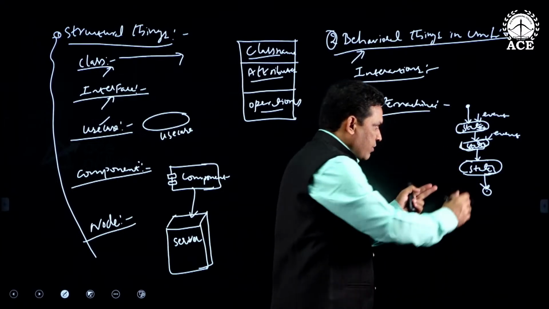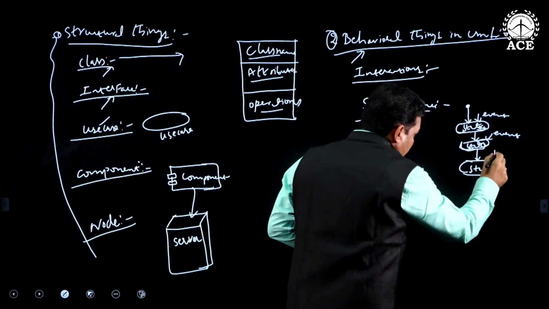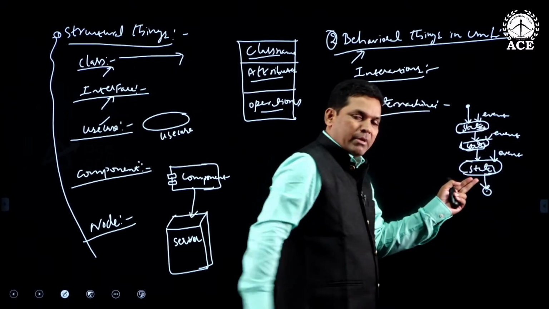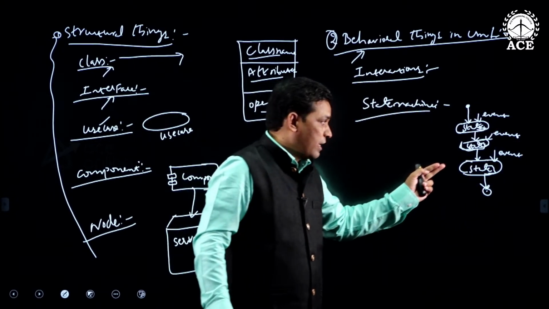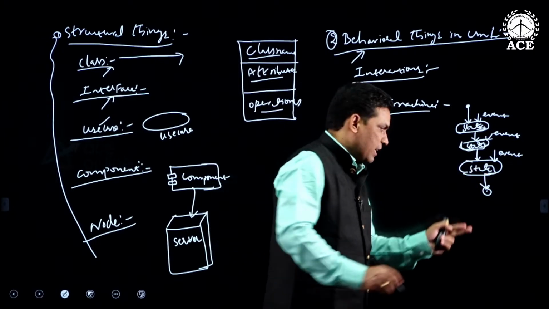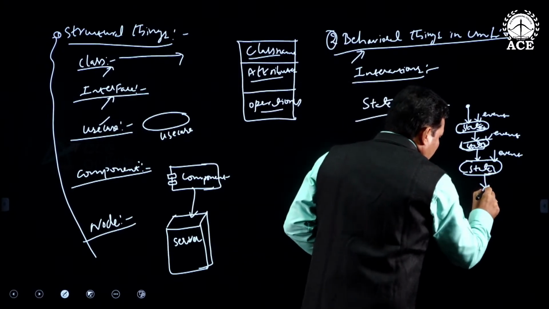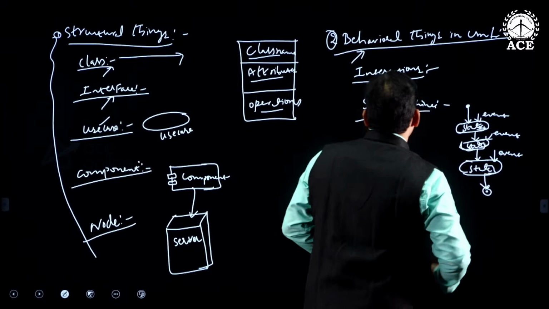That's why transition is triggered from state 2 to state 3. Again at state 3, some event has occurred, because of the occurrence of the event, some condition has been satisfied, some operation has been performed. That's why transition is triggered from state 3 to which state here? Final state.